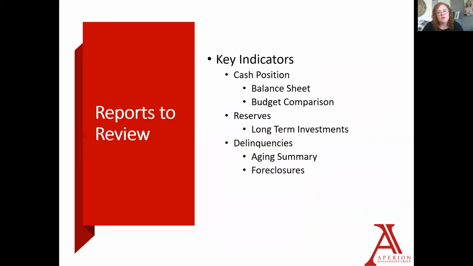When you are reviewing the reports, a few things as a board member that you are going to want to be looking for is how are we doing with cash? Do we have enough cash on hand to make sure that our bills are getting paid and that our owners are paying their assessments? Do we have enough long-term investments to make sure we can take care of our reserves and that we can keep our association common areas maintained? And where are we from a delinquency standpoint?